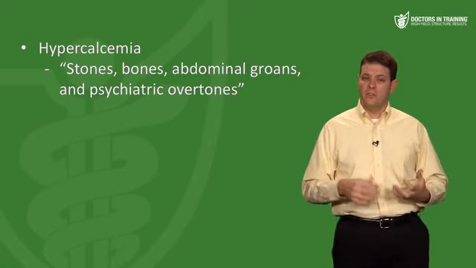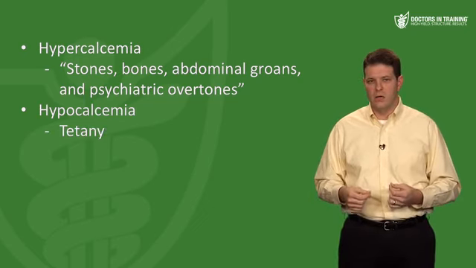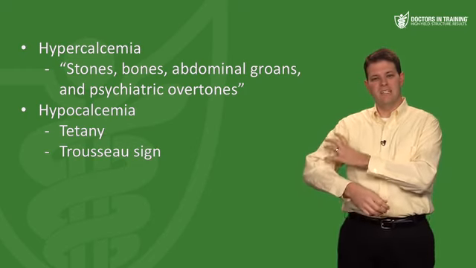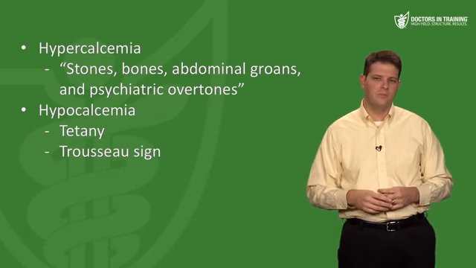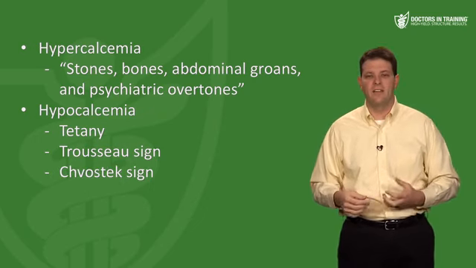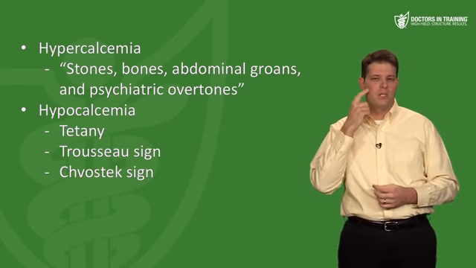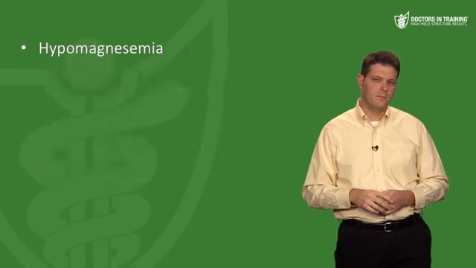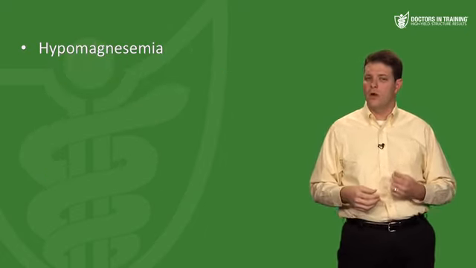Then with low calcium or hypocalcemia, you need to remember tetany, which we test for with Trousseau sign. Remember T for Trousseau and T for tighten the cuff, tighten the blood pressure cuff on the arm, and causes carpopedal spasm. And you can also test for Chvostek sign, so CH for cheek and CH for Chvostek. You're tapping on the cheek and tapping on the facial nerve and getting facial nerve spasm. And then hypomagnesemia or low magnesium will also cause tetany.